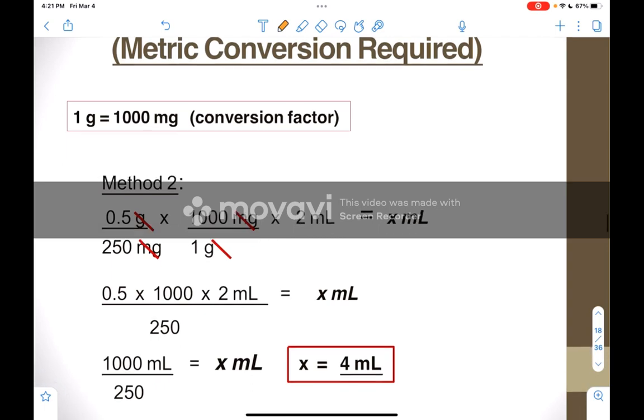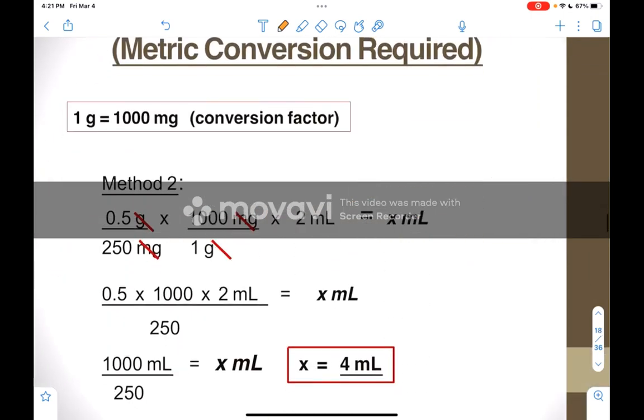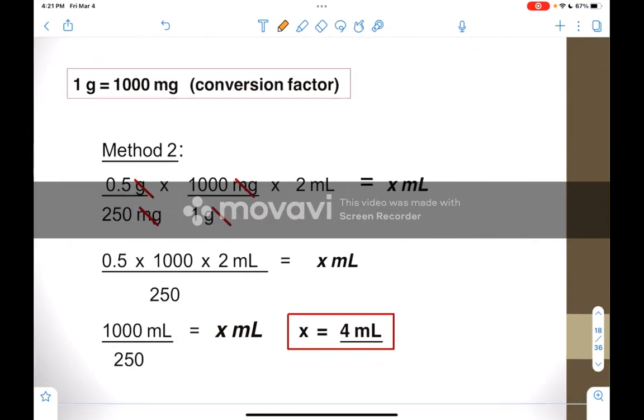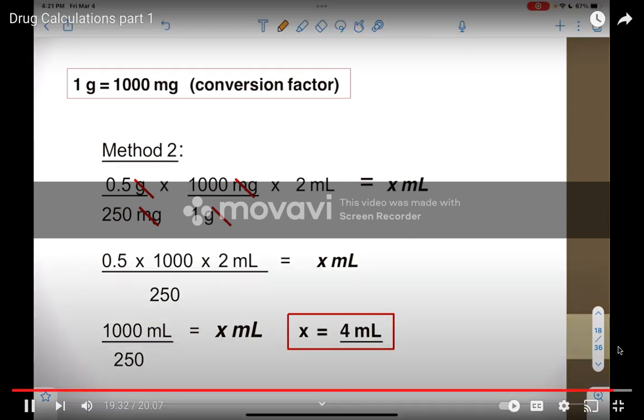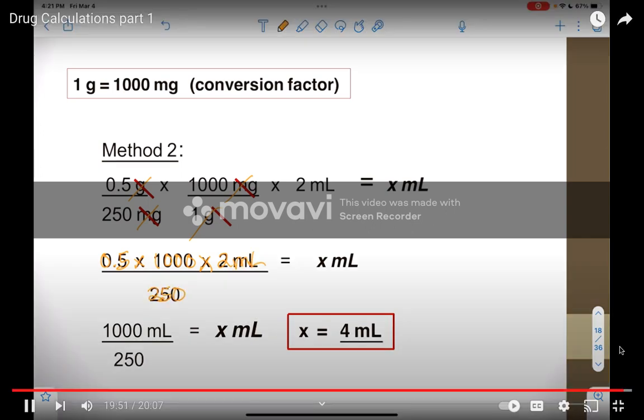And here's another way of thinking of it. 0.5. You can put them all together into 1 when you cancel these out. Milligrams, milligrams, grams, grams, and then you can put them all here together. 0.5 times 1,000. See, I did that step first, right? And then times 2 milliliters, and then divided by 250, right? And we end up with 4 mLs.